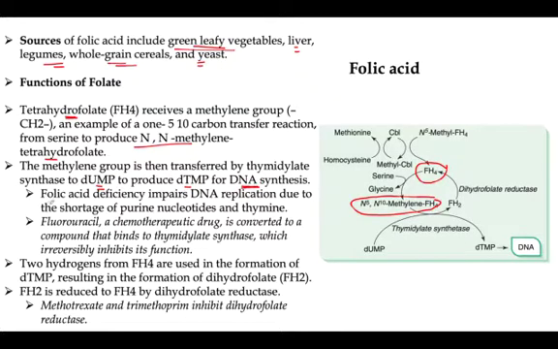So one can say that folic acid deficiency impairs DNA replication due to shortage of purine nucleotides and thymine. And I believe they would have talked about this particular process when they talked about nucleotide metabolism in the course of molecular biology. So you can just quickly revise those particular notes, which will help you to understand this process better.